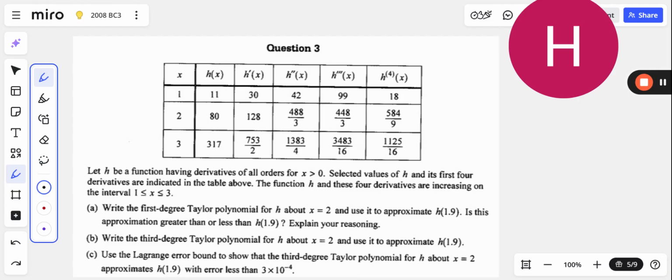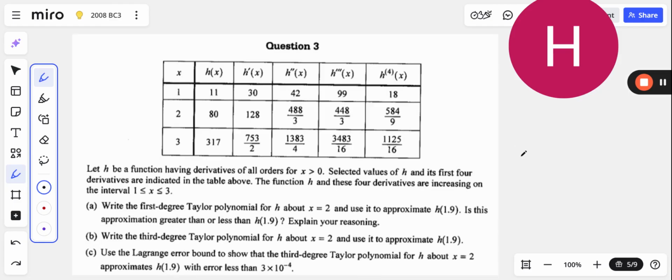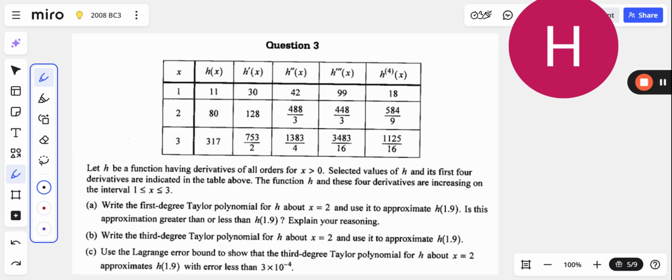So if you're in BC, go ahead and give this question a read. You see they give us this table with a bunch of values, lots of fractions. And we're going to let h be some function with all of these derivatives, all the way up to the fourth derivative. So we're going to use those derivatives to create our Taylor polynomial. Give yourself about 12 minutes.